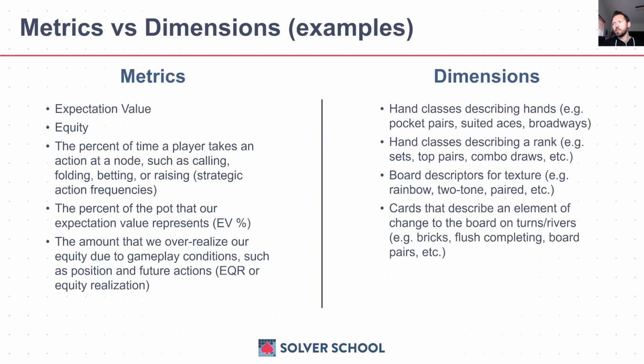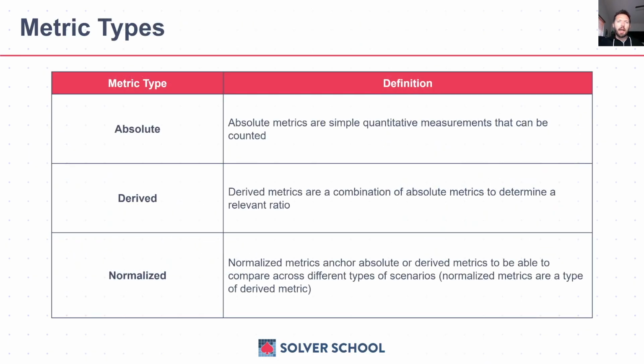Let's drill into metrics a little bit more because there are a few different types of metrics and it's important to understand which types are which. So when we do dive into some analyses using these metrics, we can have an understanding of how to manipulate those metrics and how to interpret those data points. So the three types of metrics that we're going to look at are absolute metrics, derived metrics, and normalized metrics.